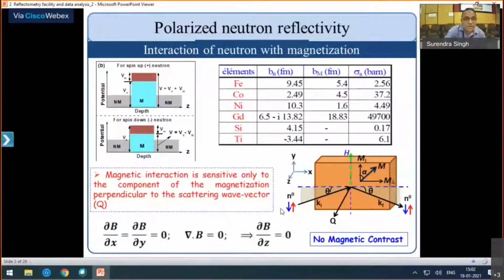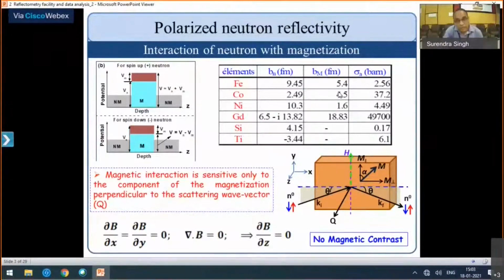So just see here an example, as well as the Vm, that is the magnetic part, which we spoke about just now in the previous slide. And then for spin up, the values are given for different elements, which are our magnetic elements over here. They are a bit comparable. So they give the magnetic part.